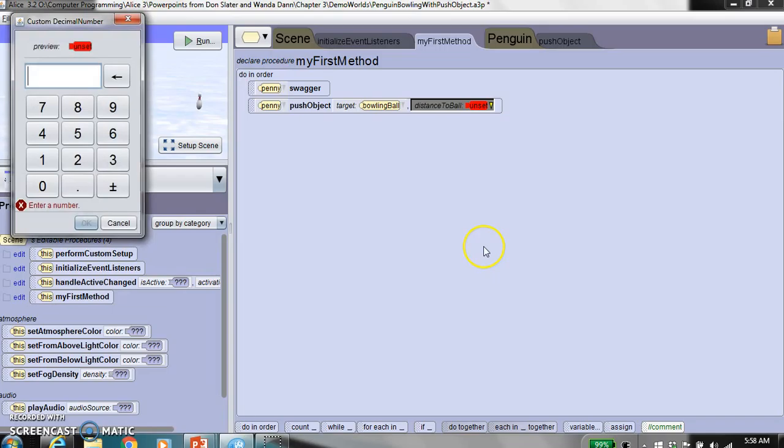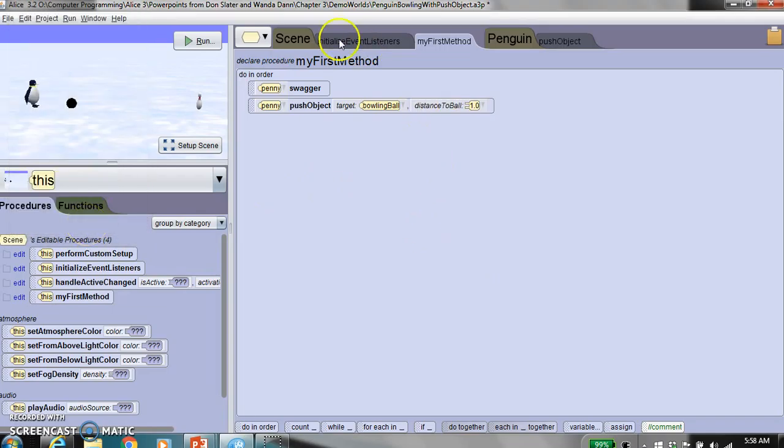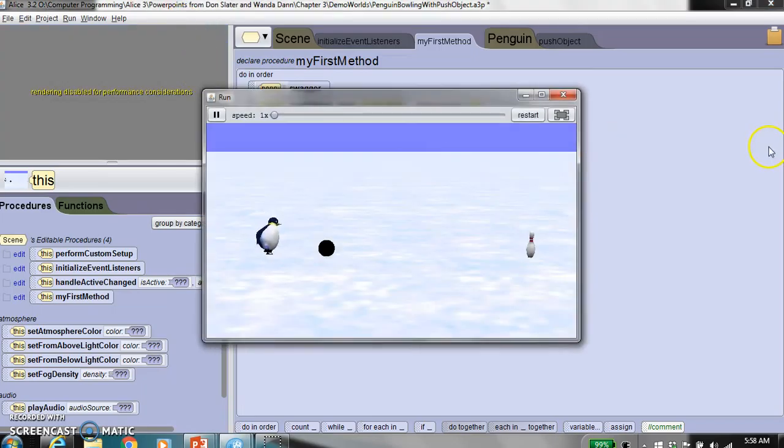I think it was like 0.75. Maybe it was 1. Let's say it's 1. Okay, so let's try it and see what happens. Is it going to freak out again? Okay, so he's swaggering, very exciting, and boom, there he goes. Okay, and there's more to it. We're not going to worry about what the ball does right now.